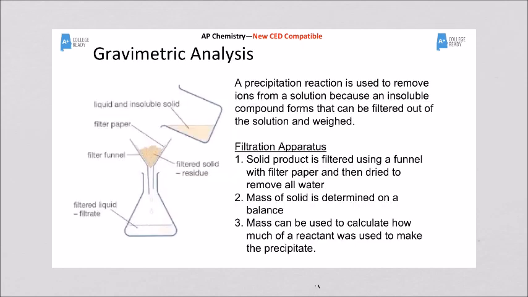So here's an overview of gravimetric analysis. Again, this is used a lot with precipitation, because when we mix two solutions together, we can end up with an insoluble compound. And how can we recover that? Well, we can filter it out. Okay, so here is a little diagram of what this would look like. We've got our funnel, filter paper.